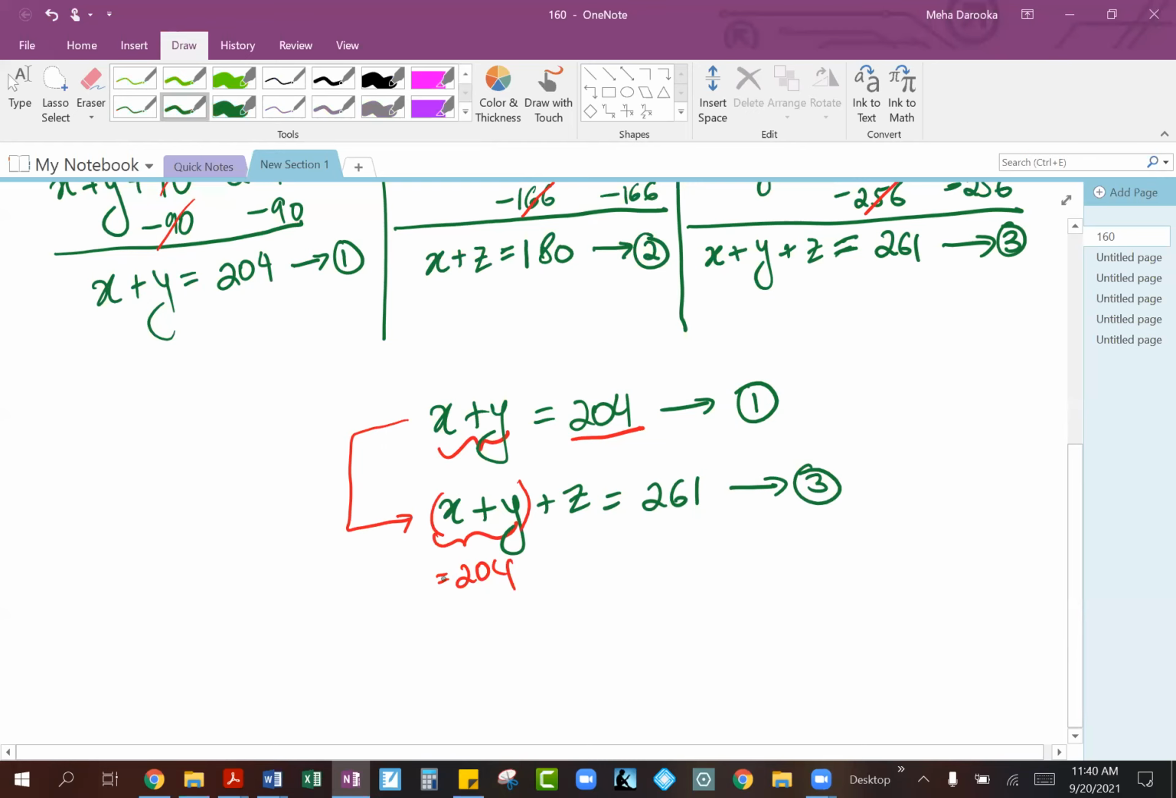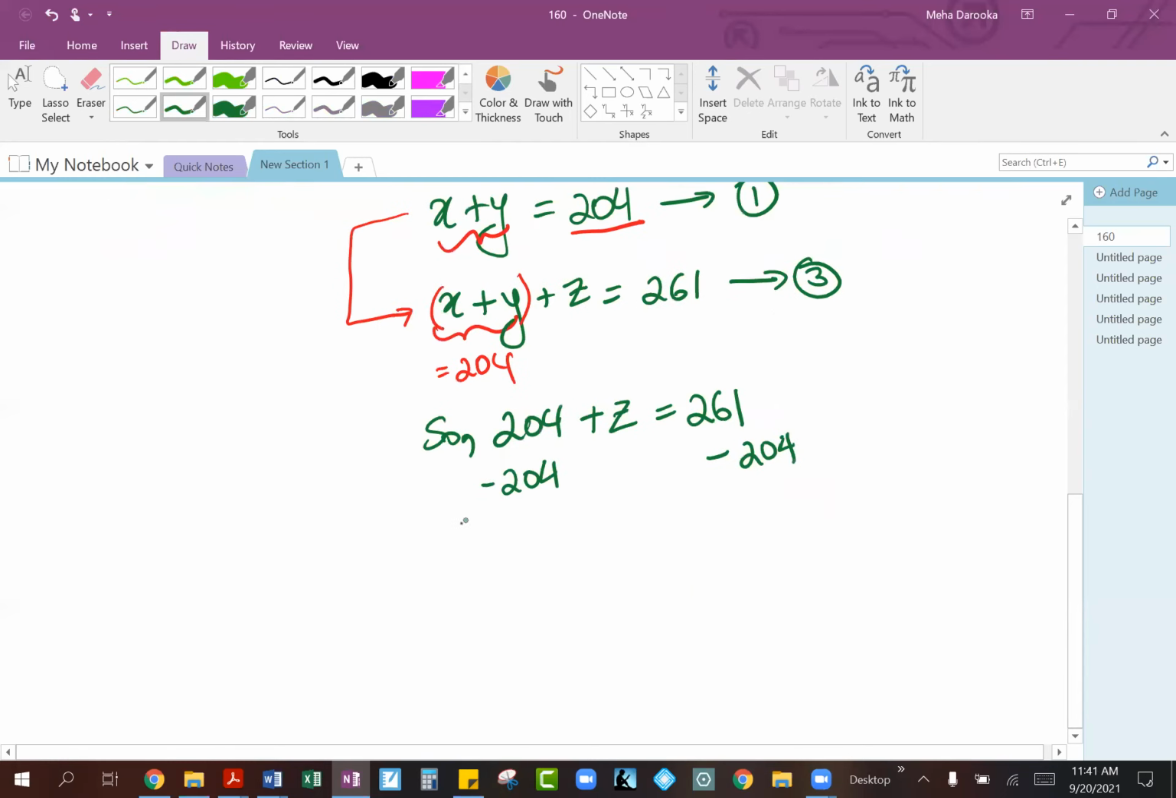So we can basically say 204 plus z equals 261. And this way we can come up with that z value. Go ahead and subtract that 204 on both sides. Of course, these cancel out here, and then you come up with your z value. So can you tell me what our z comes out to be? 57. 57, all righty, very good.